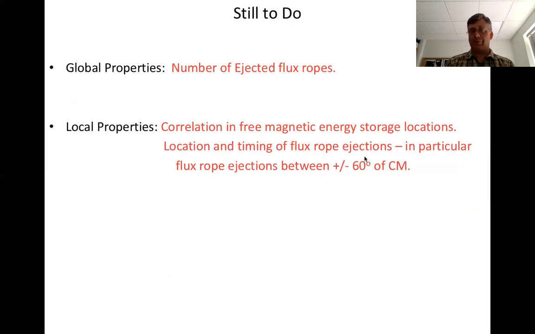But most importantly, and what's the trickiest thing to do, we want to consider the location and timing of magnetic flux rope ejections throughout the simulations. In particular, those ejections that occur within plus and minus 60 degrees of central meridian, which of course could lead to CMEs that impact the Earth. And we want to see how much better the L1 plus L5 simulation is in reproducing these compared to just having the L1 case by itself.